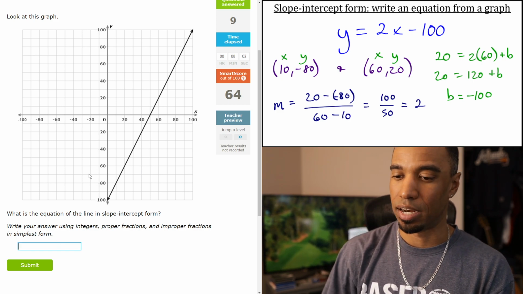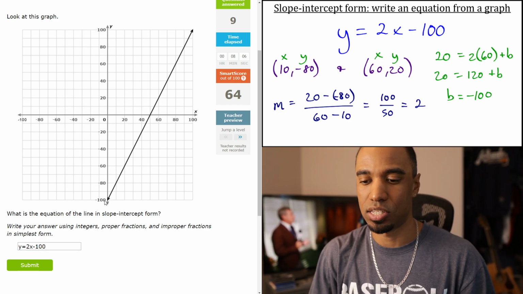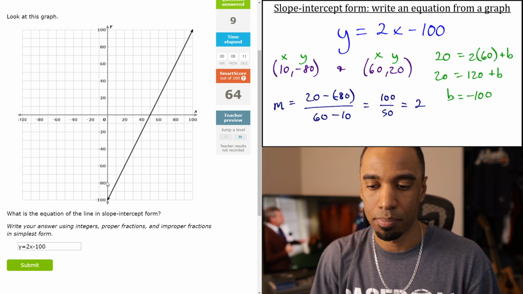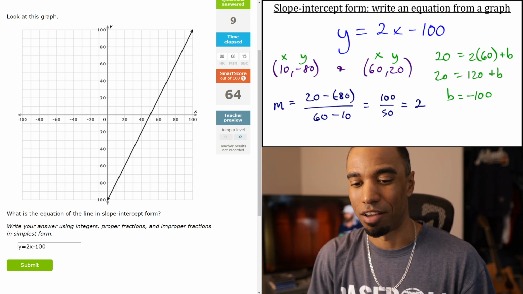I won't be doing it again until then. Let's confirm that that works with our graph, though. It does look like it's hitting negative 100 as a y-intercept, and the slope is up 2 over 1. Faster, right? A lot faster there.